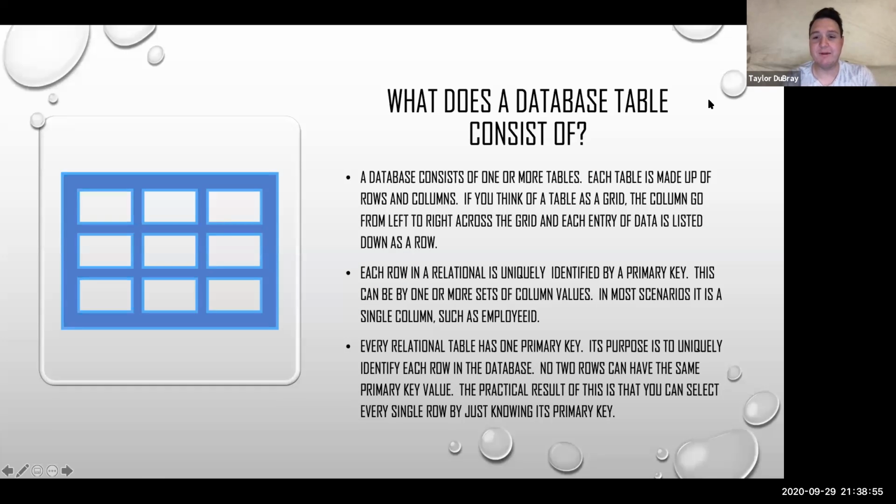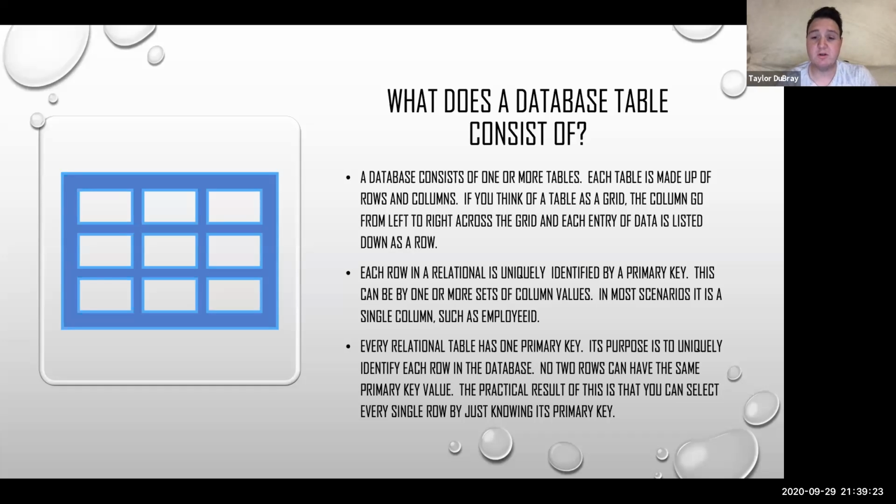So what does a database table consist of? A database consists of one or more tables. Each table is made up of rows and columns. So here you can see the rows all the way across and the columns, one, two, three columns, three by three, pretty simple to understand. If you think of a table as a grid, the columns go from left to right. In the grid, each entry of data is listed as a row.